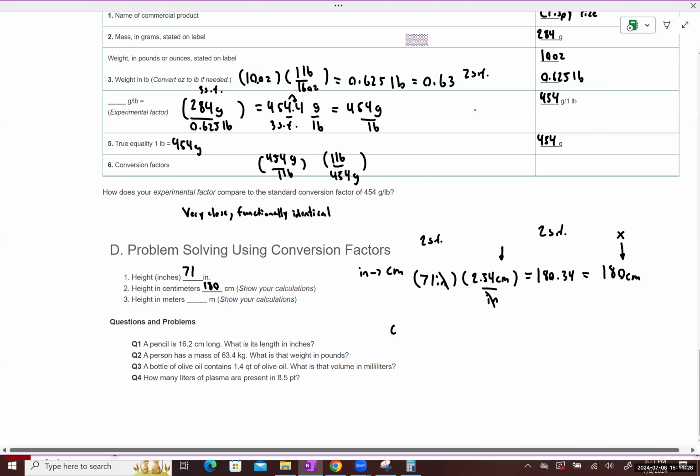Finally, to calculate the height in meters from centimeters, if we have 180 centimeters as our starting point, we know that there are 10 to the negative second meters per every 1 centimeter. Centimeters cancel, and that in turn gives us 1.8 meters. So we've completed part D.